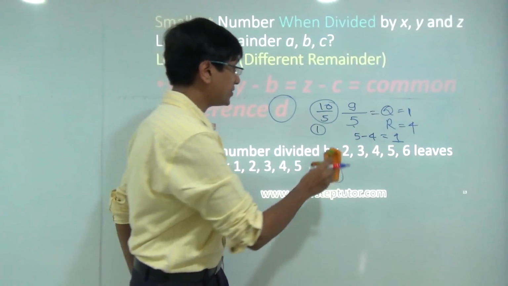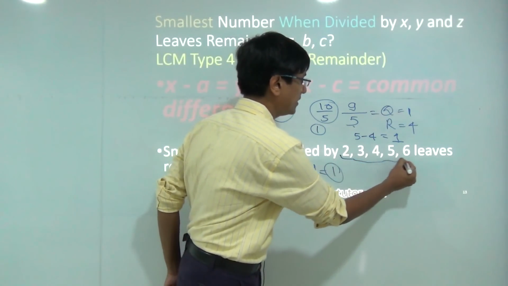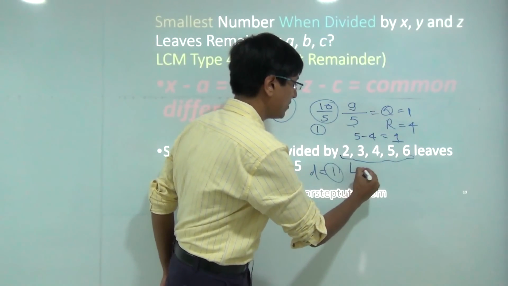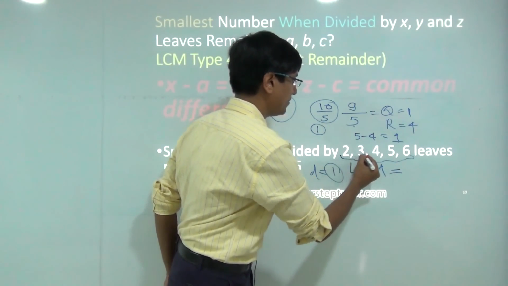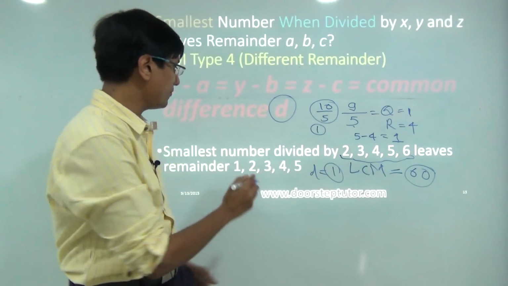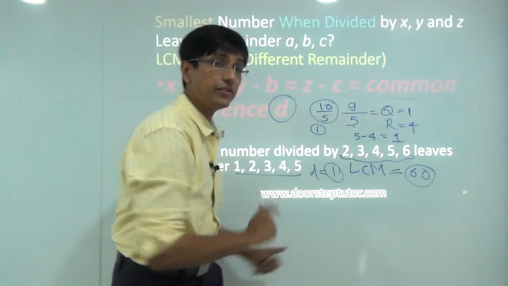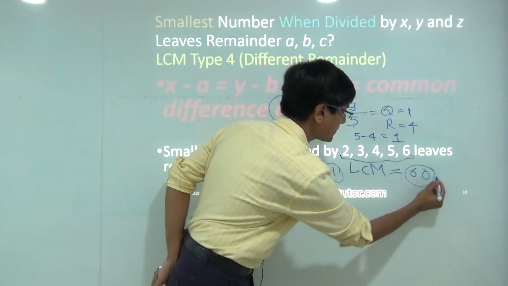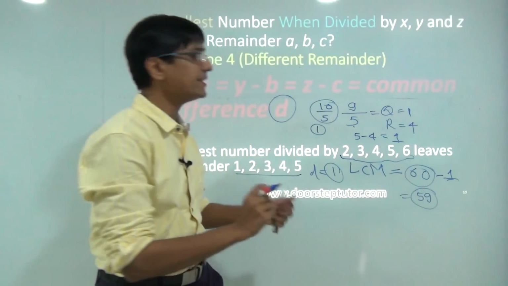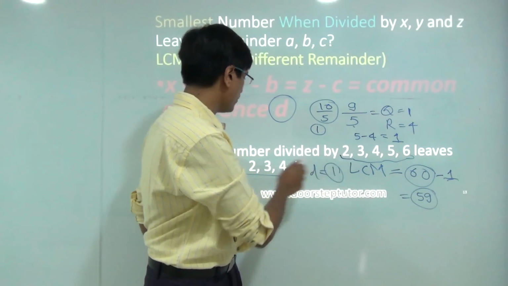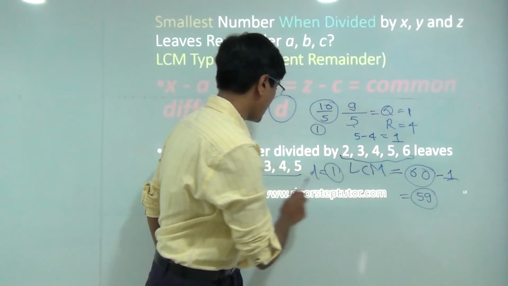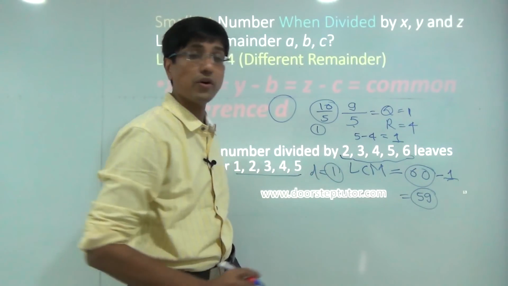And what is the smallest number completely divisible by 2, 3, 4, 5, 6? It is nothing but the LCM. The LCM of 2, 3, 4, 5, 6 is 60. I know that. And my number, which would leave these remainders, is 1 short of 60. It is nothing but 60 minus 1, which is 59. So 59 is the number which, when divided by 2, leaves a remainder 1. When divided by 3, it leaves a remainder 2. When divided by 5, it leaves a remainder 4, and so on.